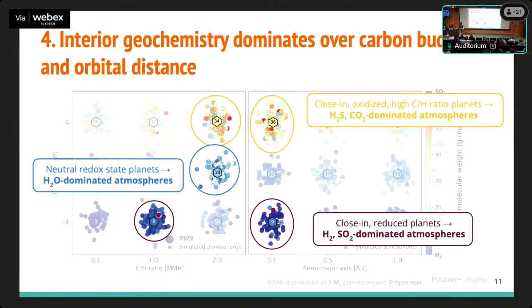Then for all of the planets here that start with a very neutral, let's say, redox state, I end up with a water-dominated atmosphere. And finally, when I look at the planets that start in a very reduced state, that are orbiting close to the star, I end up either with a hydrogen-dominated atmosphere or CO2-dominated atmosphere. So those are the red dots here. I thought that this was really interesting.